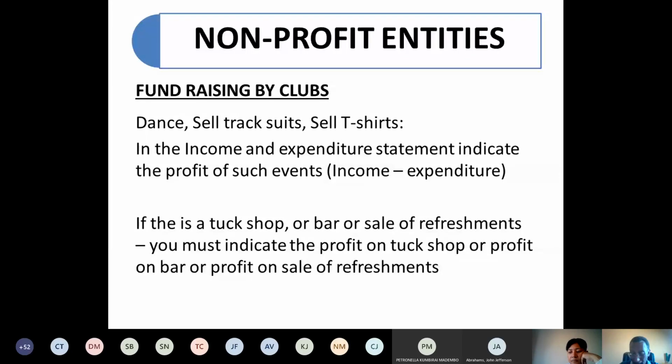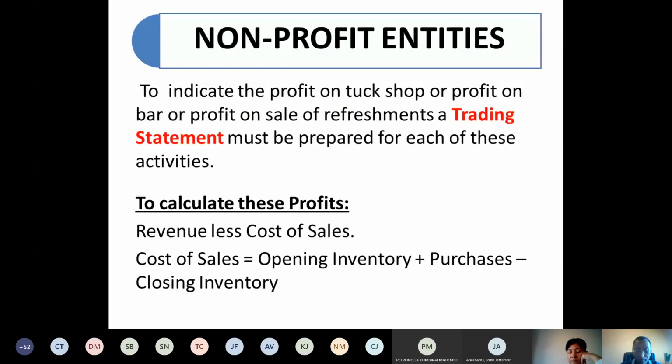However, some bigger clubs, guys, may have a tuck shop, or they will have a bar, or they will sell refreshments. If that is the case, you must also indicate what was the profit on the tuck shop, what was the profit that was made on the bar, and what was the profit on the sale of refreshments if we are having refreshments.